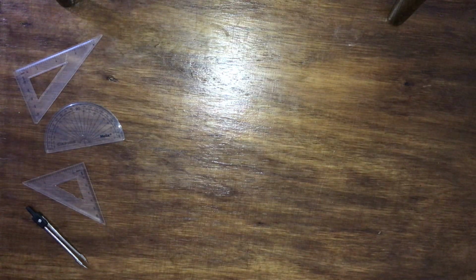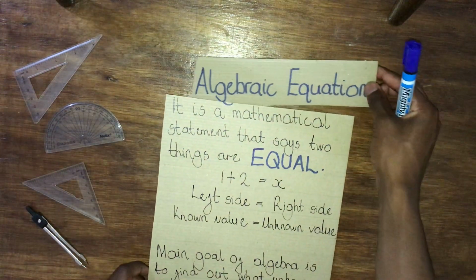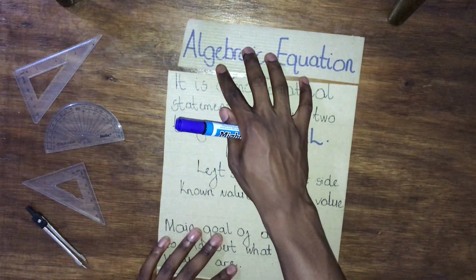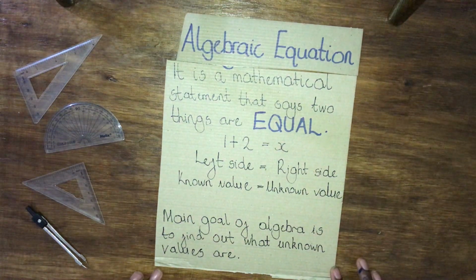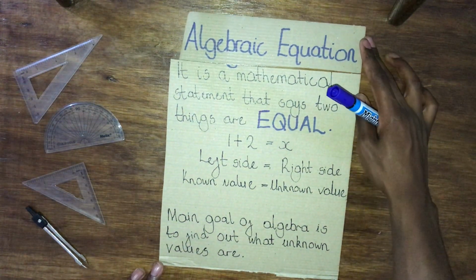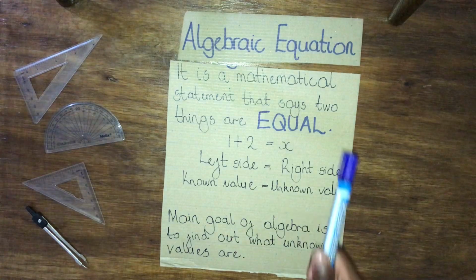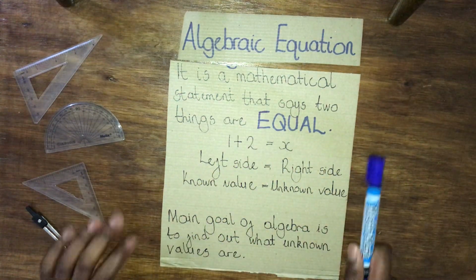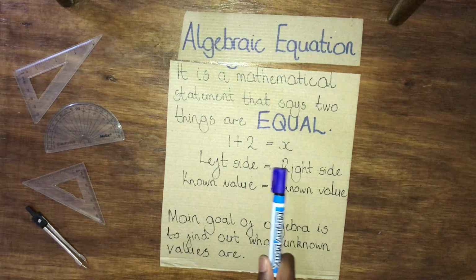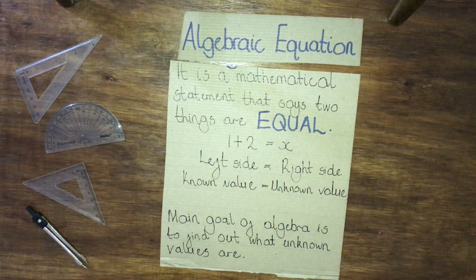Now let us look at algebraic equations. It is a mathematical statement that says two things are equal. 1 plus 2 is equal to x. The left side is equal to the right side. Known value is equal to unknown value. The main goal of algebra is to find out what unknown values are and what they stand for.